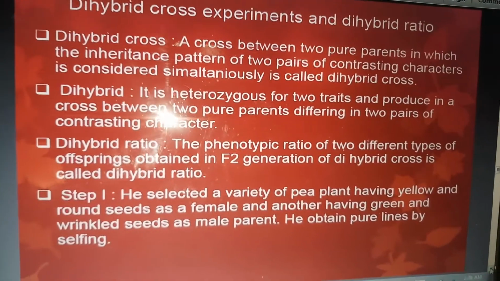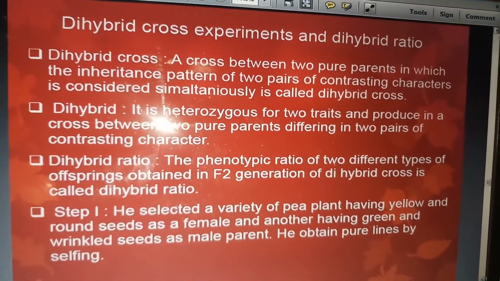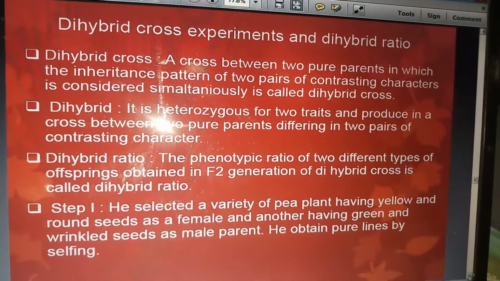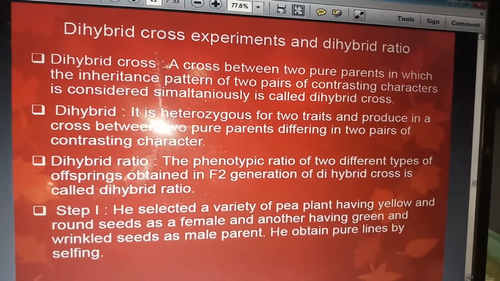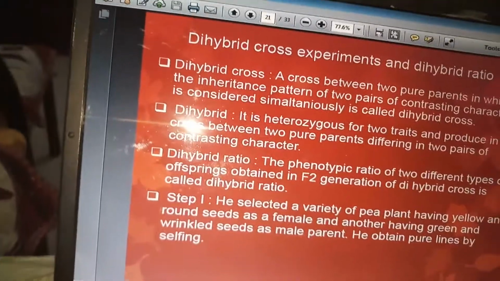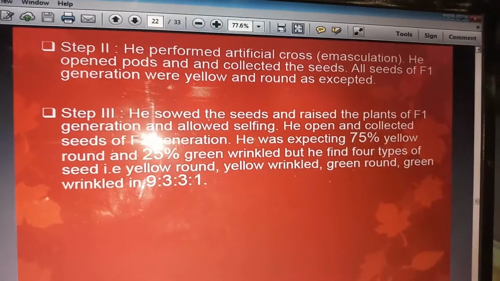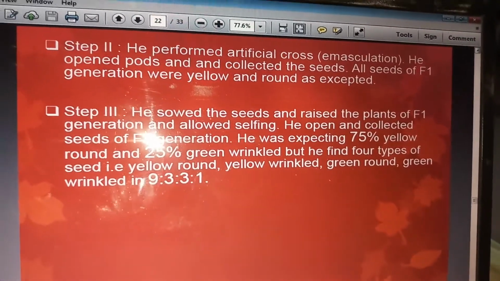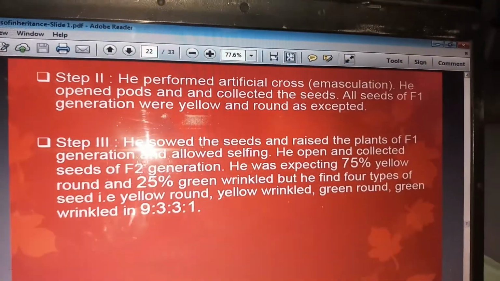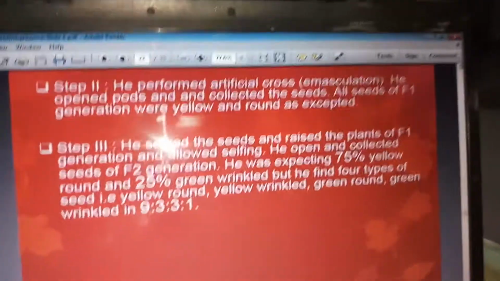Dihybrid ratio is the phenotypic ratio of the different types of offspring obtained in the F2 generation of a dihybrid cross. Step 1, he selected a variety of pea plant having yellow and round seeds as female and another having green and wrinkled seeds as male parent. He obtained pure lines by selfing. Step 2, he performed the artificial cross, that is emasculation. He opened pods and collected the seeds. All seeds of the F1 generation were yellow and round as expected.